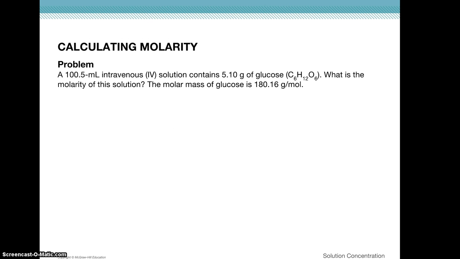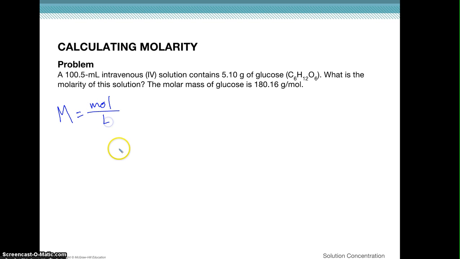All right, so for our first example, calculating molarity, we have a 100.5 milliliter IV solution contains 5.10 grams of glucose. What is the molarity of the solution? Well, if we want to calculate molarity, we need to know moles of the solute and liters of the whole solution. So we're going to have to do some converting here, okay? So our solute is glucose, but we're given grams of glucose. We want moles of glucose. So we're going to have to use that molar mass to convert our grams to moles.